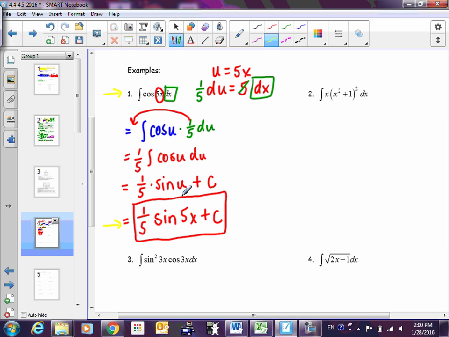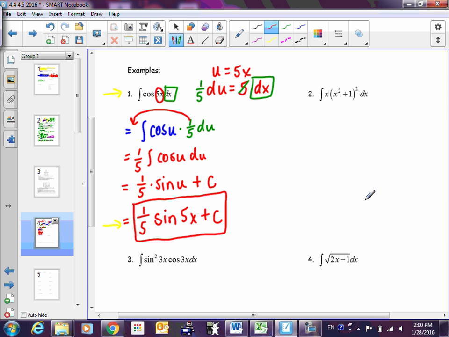We can count on that, okay? That's a common mistake. If you start getting u's and x's right next to each other, I'm not talking about up here, but on the same integral, something went wrong and we need to fix it. Okay, so that was the first example.